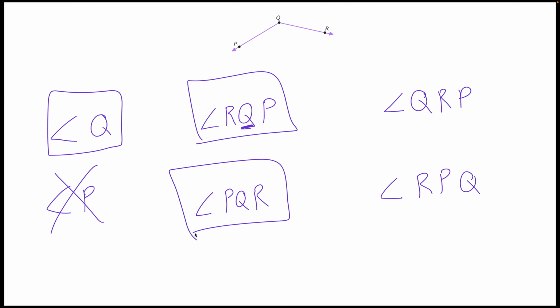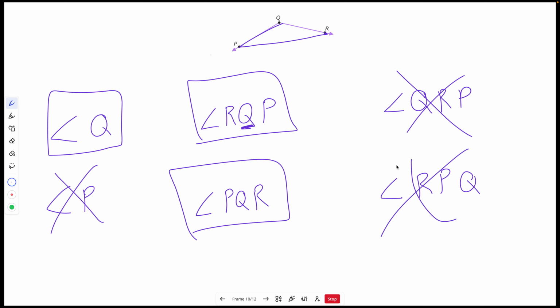Again, we might say you want to go alphabetical, but with angles, either one is technically correct. QRP is incorrect, right? Because you can't go Q to R to P. So that is incorrect. And similarly, you can't go RPQ. Oh wait, did I put RPQ twice? Oh no, RPQ, yeah, that's wrong. Because you can't go from R to P to Q. So this is incorrect.